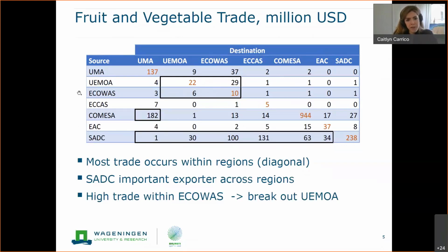Now, again, this is just the basic intercontinental trade among all 7 sources and destinations. And we see, of course, that most of the trade is within region, if we look across the diagonal. However, across regions, SADC is very important. They're important exporters, so they're an important supplier to the other regions. So they're quite important for the intercontinental trade.